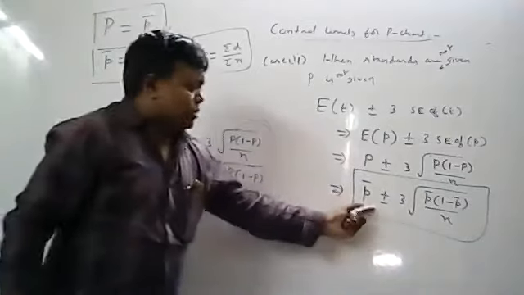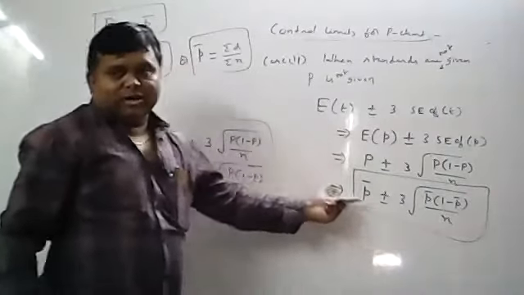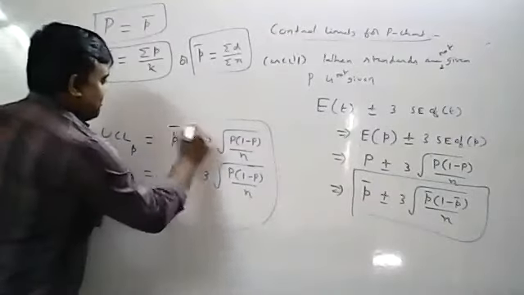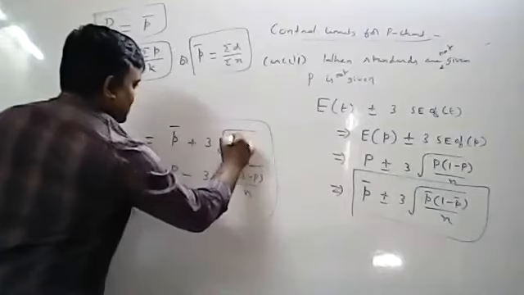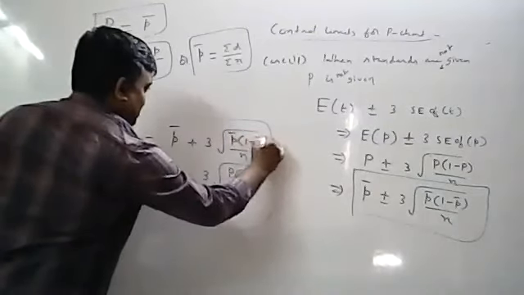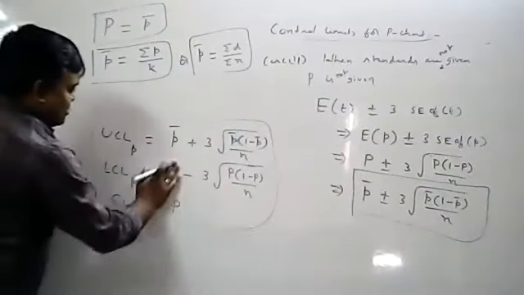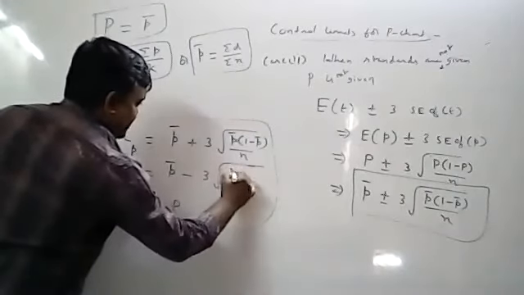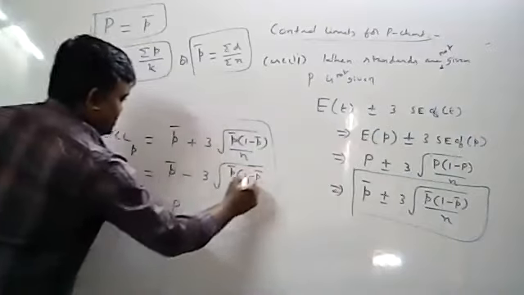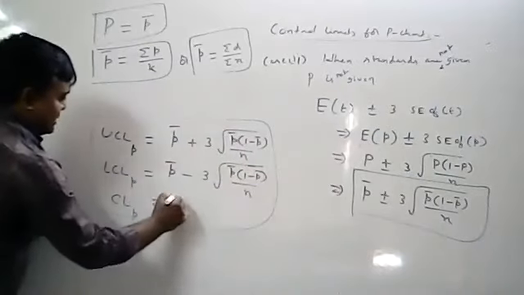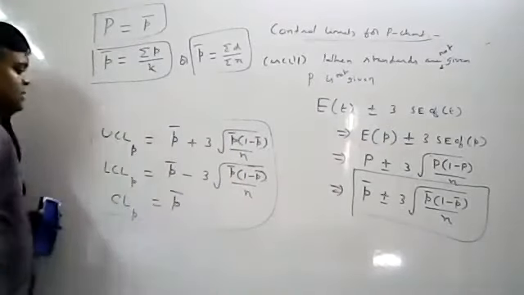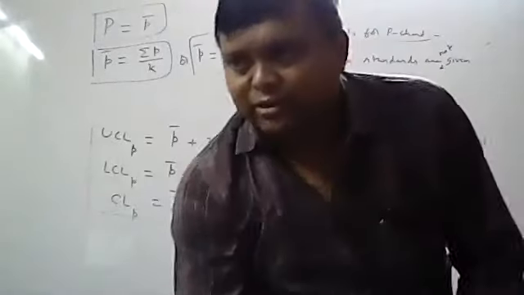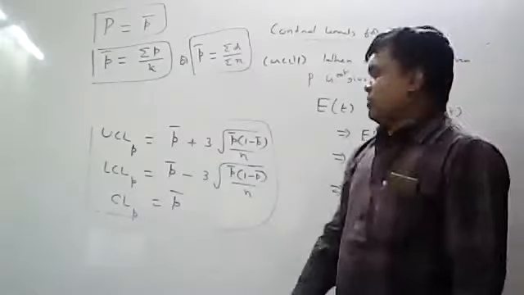Okay. So now I have the control limits. What is the first one? UCLP. What is the UCLP formula? UCLP formula is small p bar plus 3 into root over small p bar into 1 minus small p bar by n. LCLP equals small p bar minus 3 into root over small p bar into 1 minus small p bar by n. And then CLP equals small p bar. CLP equals small p bar. Now I know the control limits, I can construct the control chart.